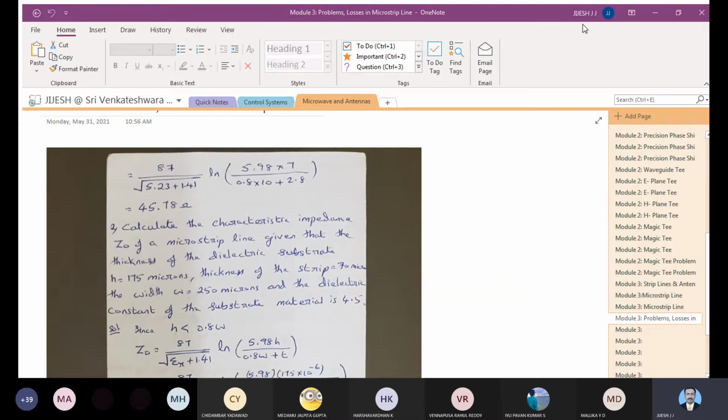The problem you have to find out is Z0 of a microstrip line, given that the thickness of the dielectric substrate H is 175 microns, the thickness of the strip is 70 microns, W is 250 microns, and the dielectric constant of the substrate material is 4.5. If anyone has completed this, you can just substitute these values and solve it.